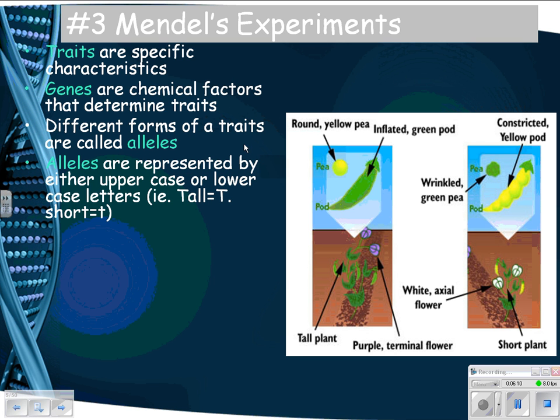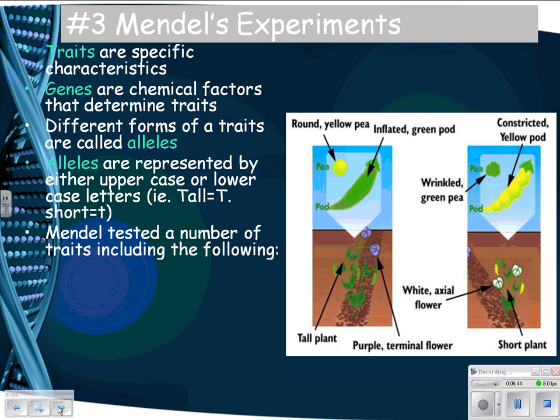So alleles are represented by either uppercase or lowercase letters. The uppercase is the one that is selected, or the dominant trait is the one that's selected as being the letter that we use. For example, if the green pod happens to be the dominant trait over the yellow pod, there would be a big G as the dominant, and the little g would be the yellow.